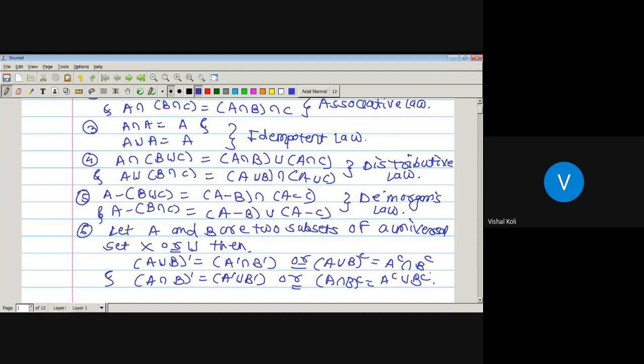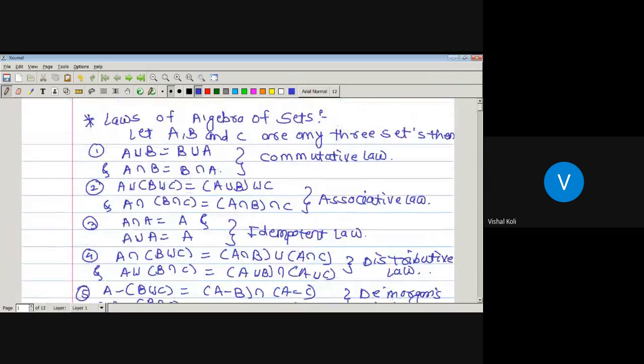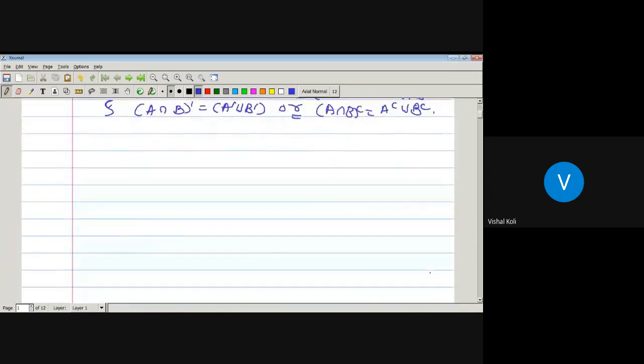Okay, so these are the six properties. These are called the laws of algebra of sets, and we have to prove all these properties. Okay, let us see its proof.